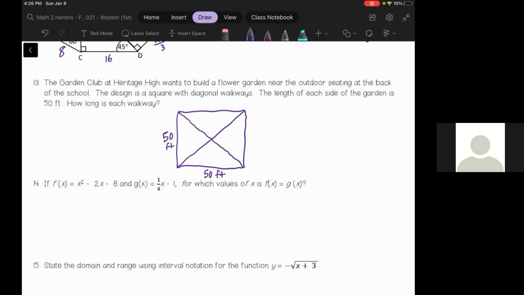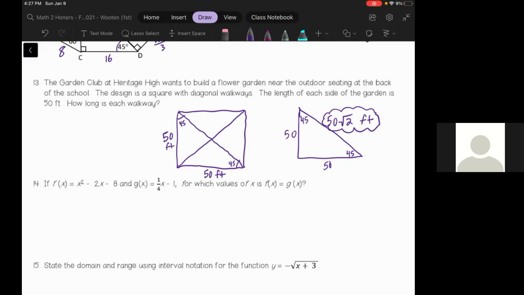Well, if it's a square and we use diagonals, then that means these become 45-degree angles, right? All the way around. So if I just took 1/2 of that garden, and this is 50 and this is 50, and these are 45-degree angles, well, now I just need to know my 45, 45, 90 rule and just say, oh, this hypotenuse is 50 times the square root of 2. And there's my answer, 50 times the square root of 2 feet.